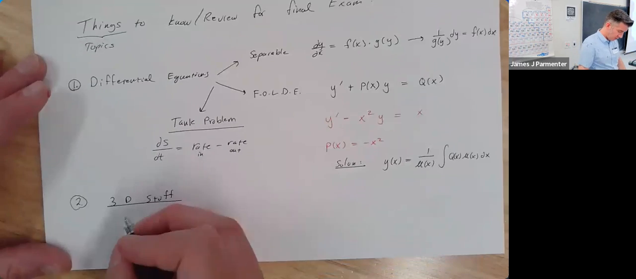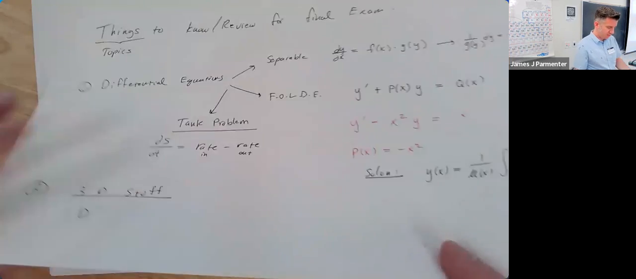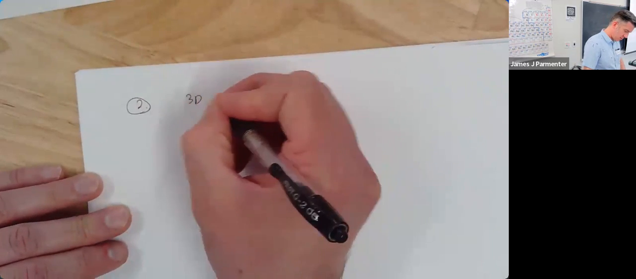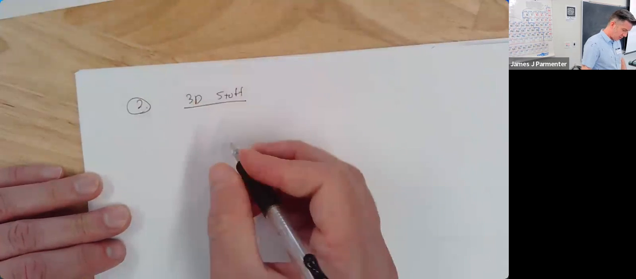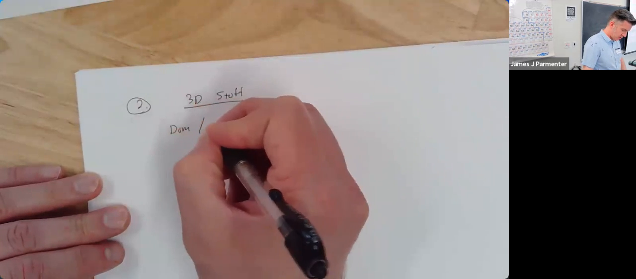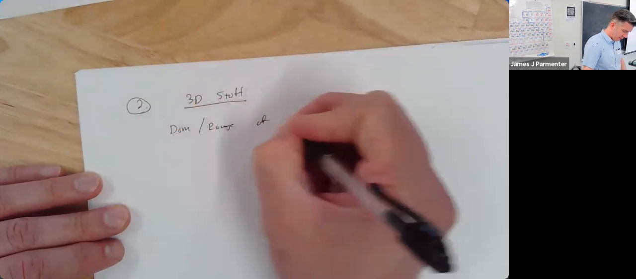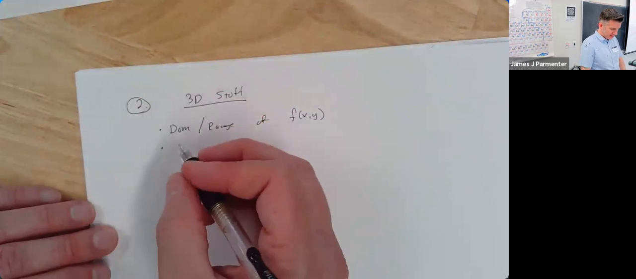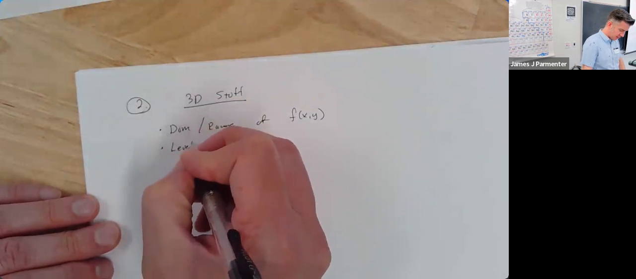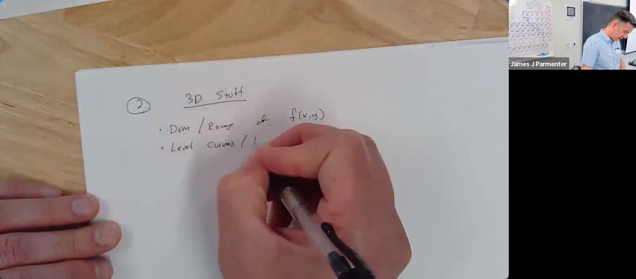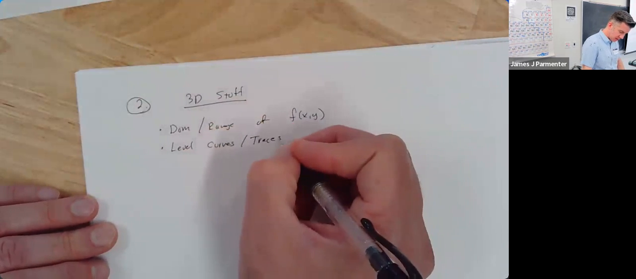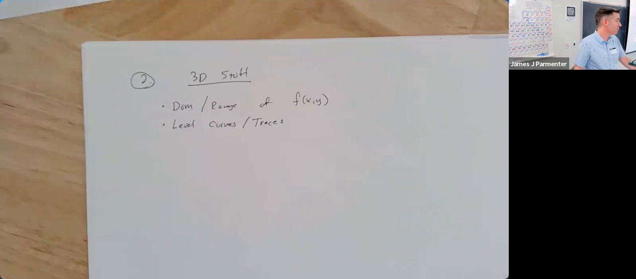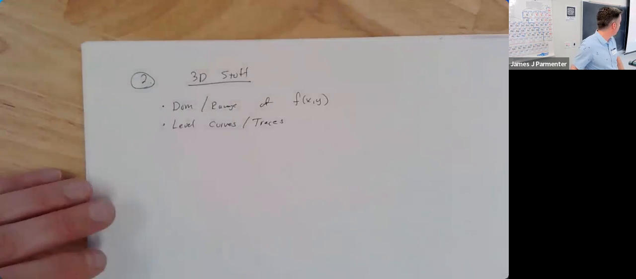So we could be asked for the domain / range of a function of two variables. Potentially, I would say less likely, but maybe level curves or traces. I don't know. When I've taught classes, I've always tried to, as much as possible, avoid having students graph stuff, because it's usually a pain to grade. That doesn't mean he won't. I'm just saying that was my default.